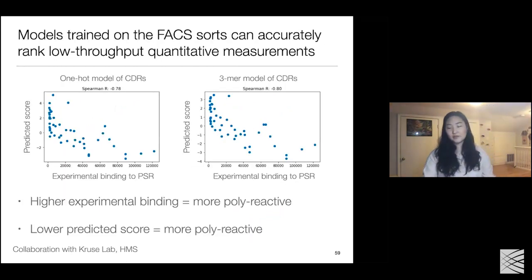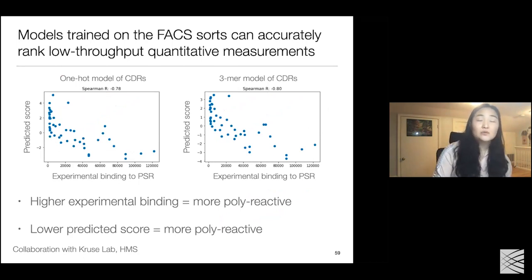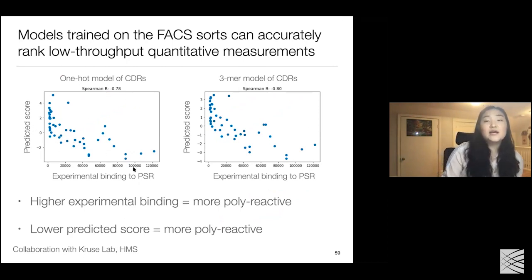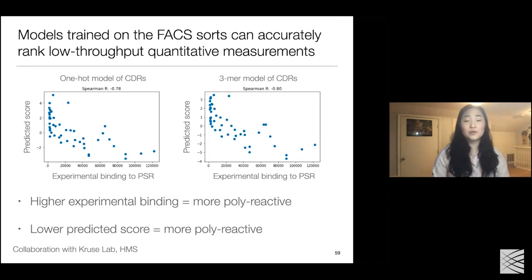But more importantly than just being able to classify sequences into a polyreactive or non-polyreactive set, we want to train on the sorts and see if we can accurately rank low throughput quantitative measurements. And we see that we are able to, with pretty good Spearman correlations with experiments. These experimental values are negative because experimental binding to PSR means that low polyreactivity is down near 0, whereas our high fitness scores or low polyreactivity scores are above 0. So you can see that these are the sequences that are non-sticky, and we have a pretty good ability to rank these sequences.